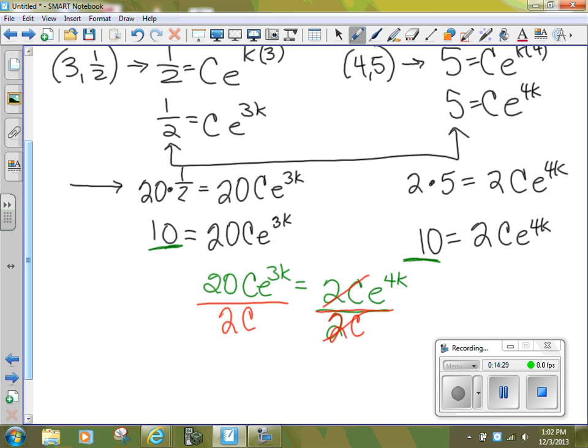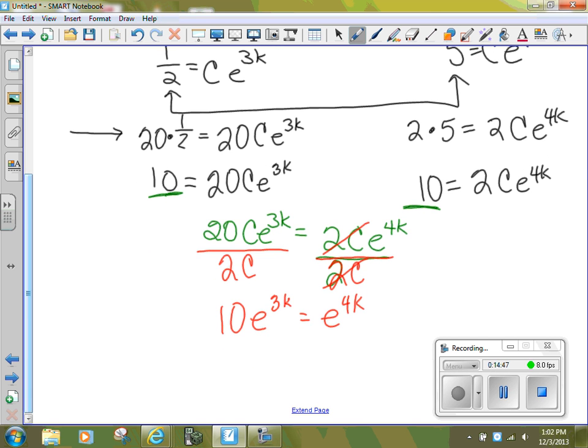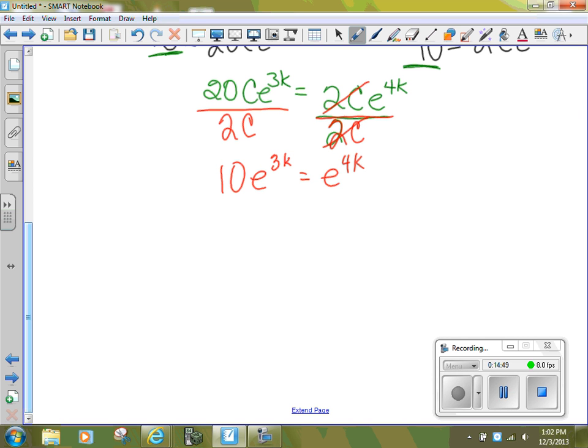They're going to cancel. What am I going to be left with on the left side? 10 e to the 3k equals what? e to the 4k. And at this point, you guys may have figured out what we are going to do to both sides. Well, natural log. How do I get out of the e? Take the natural log of both sides.